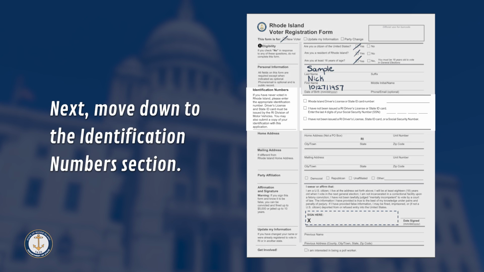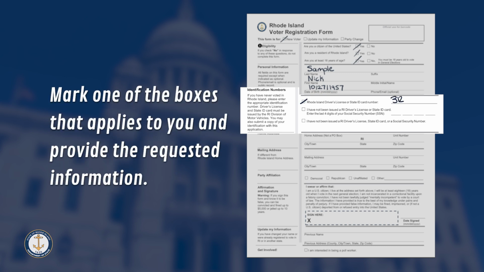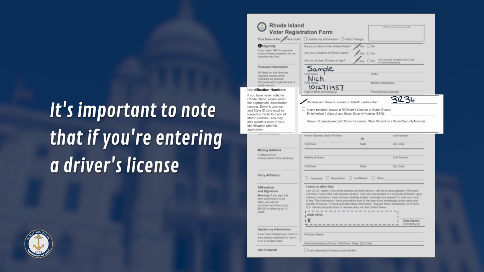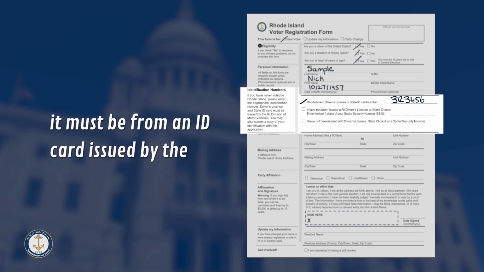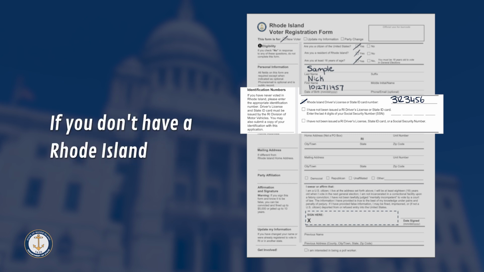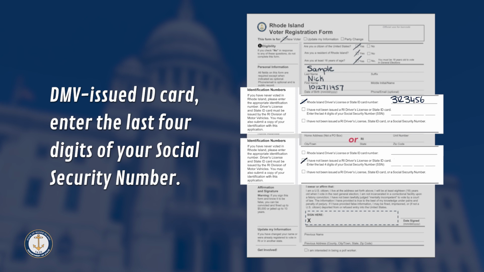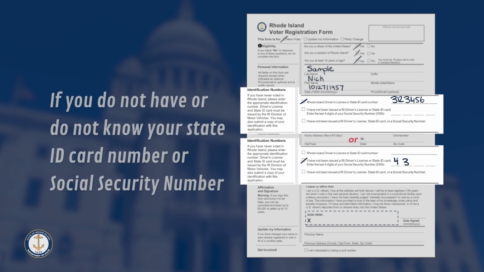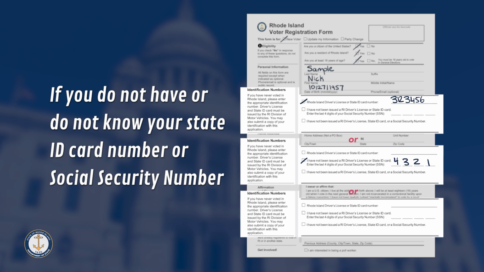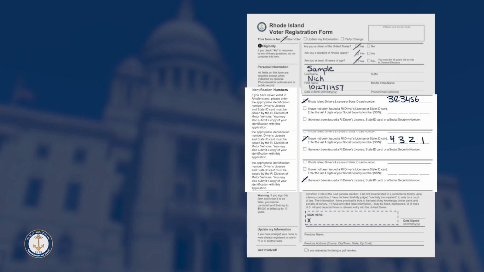Next, move down to the identification numbers section. Mark one of the boxes that applies to you and provide the requested information. It's important to note that if you're entering a driver's license or state ID number, it must be from an ID card issued by the Rhode Island Division of Motor Vehicles. If you don't have a Rhode Island DMV-issued ID card, enter the last 4 digits of your Social Security number. If you do not have or do not know your state ID card number or Social Security number, you can still register by checking this box below.